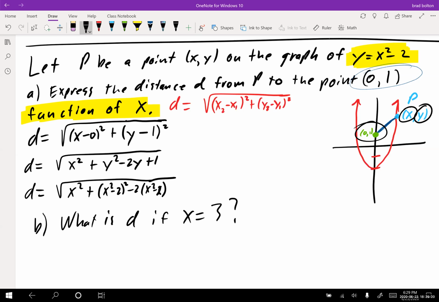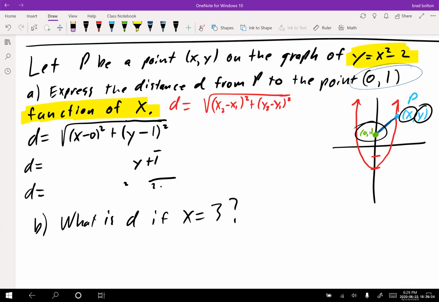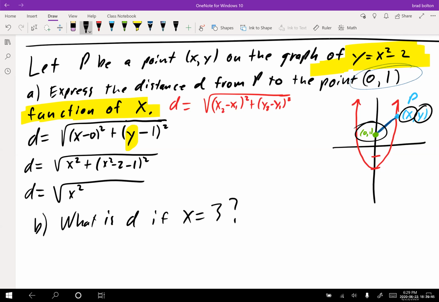I actually think it would have been better. Yeah, why don't I do this, you guys? Instead of foiling it out, why don't I replace this y right here with this guy over here? All right, why don't I do that instead of messing all this up? So let's do that. So this would be x squared plus, now this would be x squared minus 2 minus 1 squared, but that would be x squared plus x squared minus 3 squared.